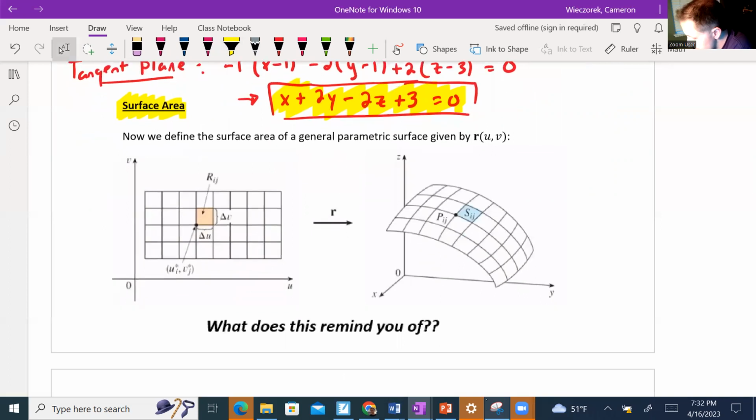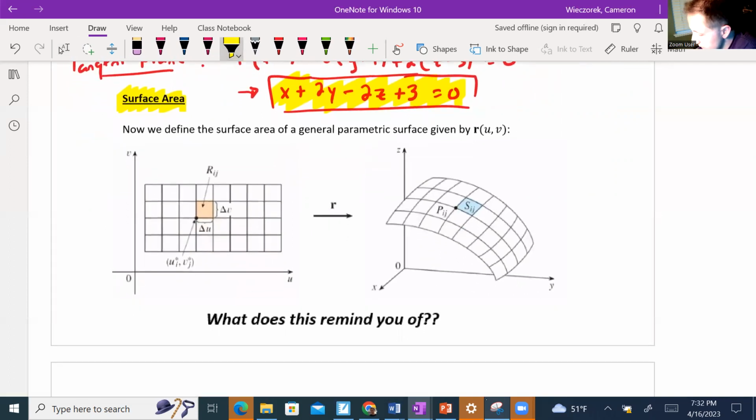So we're going to take a little rectangle in the UV space that has width delta U and length delta V. So I'm focusing on this little rectangle right here. And I'm going to map it over to XYZ space, and it creates this little curvy piece right here. And this is what's called a patch. And this is reminding you of stuff we did, so take a look back at section 15.5. We did something similar here.